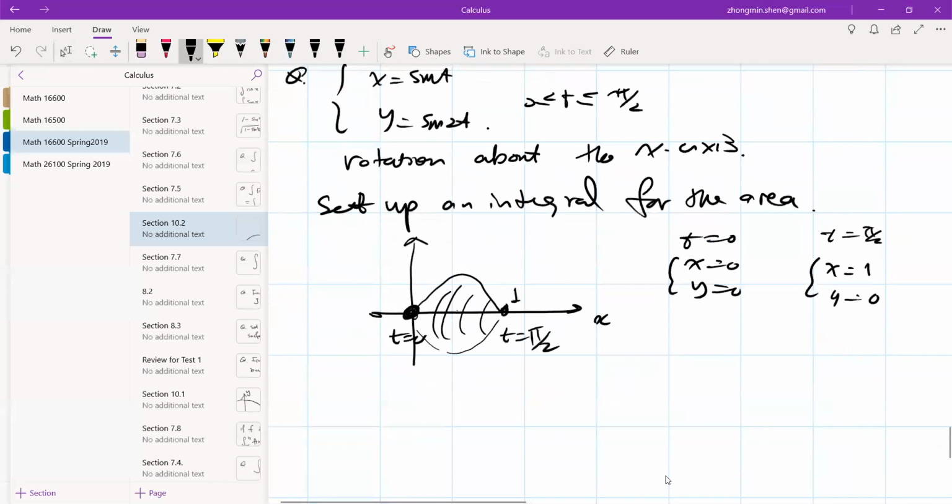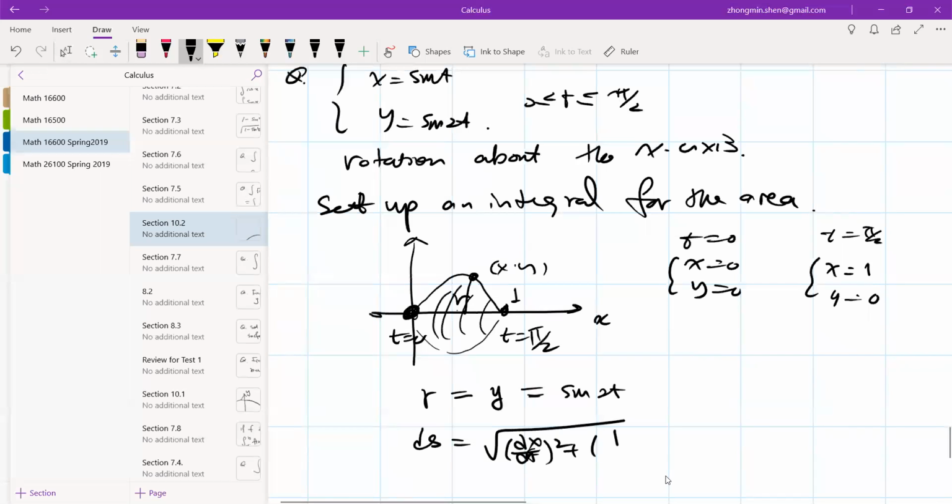Now you're going to rotate it about this x-axis, okay? So set up an integral, take an arbitrary point x and y, and draw the radius r. Clearly r is going to be y, okay? And y is going to be what? y is going to be sine 2t for that particular point. And ds is going to be the square root of dx over dt squared plus dy over dt squared.